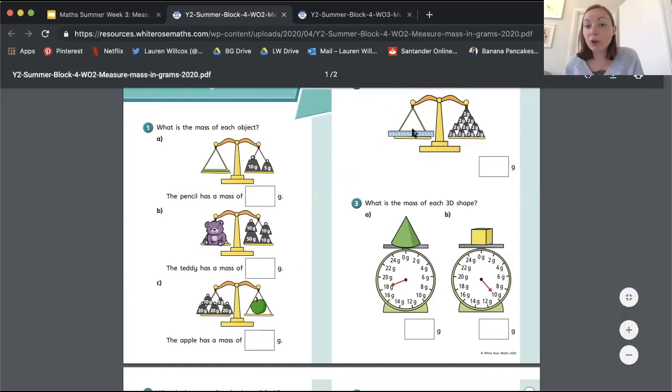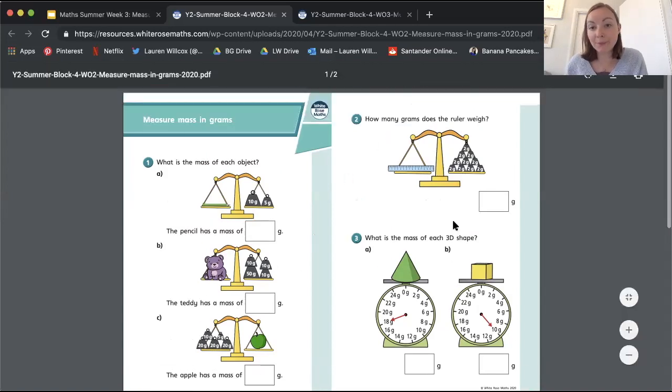Okay, question 2, you have got a ruler. And you've got lots and lots and lots of 2 gram weights. So here you might want to count how many 2 gram weights there are and count in 2s to find out the mass of the ruler.